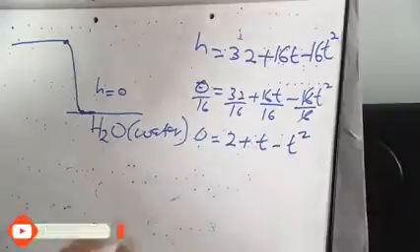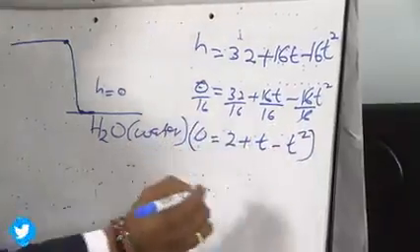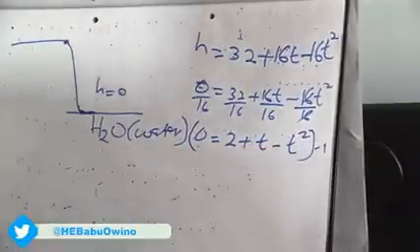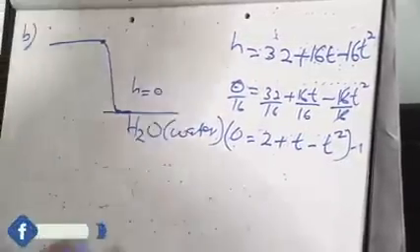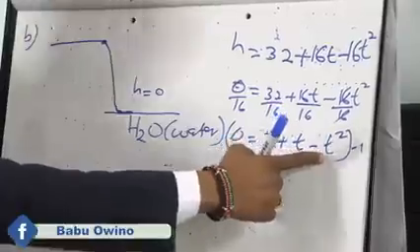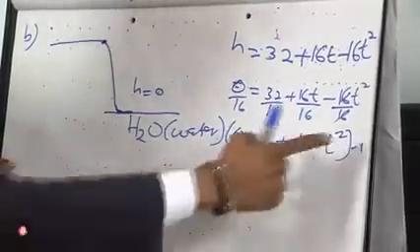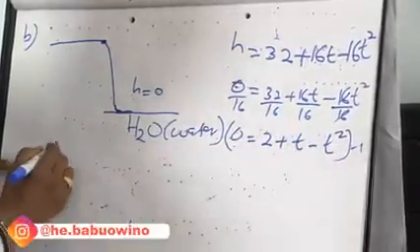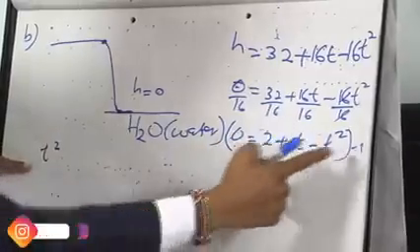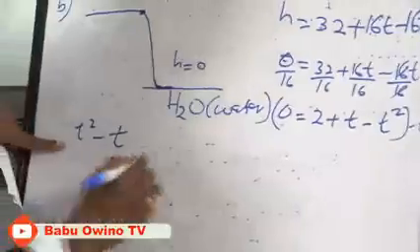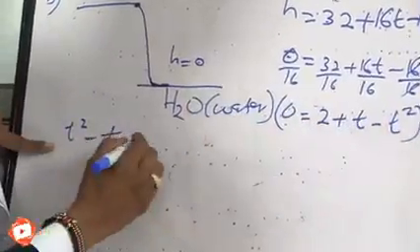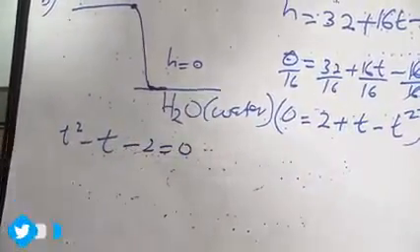So from here, we can multiply all the values by -1 so that at least we start our equation with the highest power of t, which is t squared. So when you multiply this by -1, you get t squared. You multiply -1 times t, you get minus t. Then -1 times 2, you get -2, equals 0.